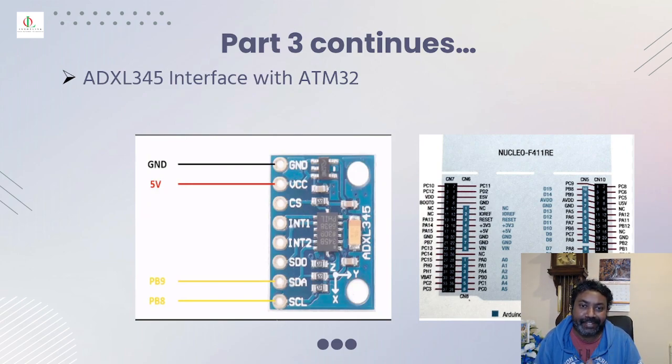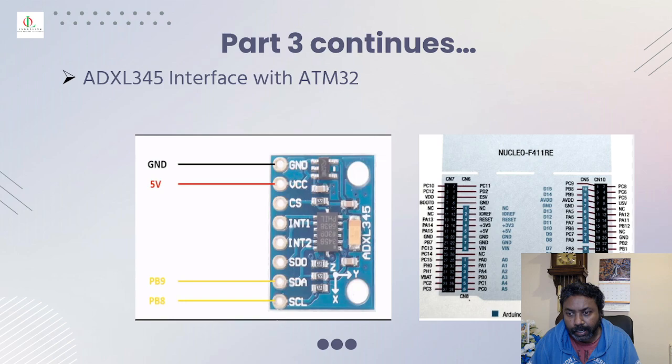So we're going to interface that with the STM32. As you can see from the diagram, we're going to use PB8 and 9. The PB8 is connected to the SCL of the ADXL, and the serial data is connected to PB9, which will be this pin. And also you need to connect the ground and VCC, which can be taken from anywhere on this pin. So I used the 3rd pin for the 5 volts and the 10th pin for ground. So that's how the connection is completed.